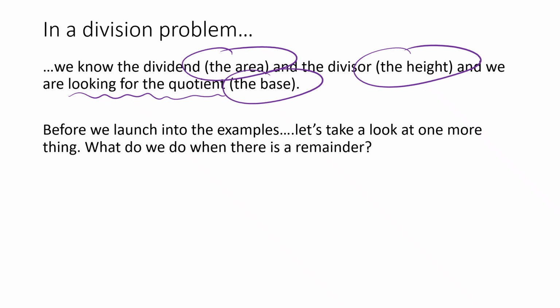Before we launch into the examples, I do want to take a look at one more thing, and that is, what do we do when there is a remainder? Okay, so we're going to look at the problem 27 divided by 5. So if I do 27 divided by 5, there are actually 3 things that we can do. We know that 5 goes into 27 5 times. 5 times 5 is 25, and I have a remainder of 2.